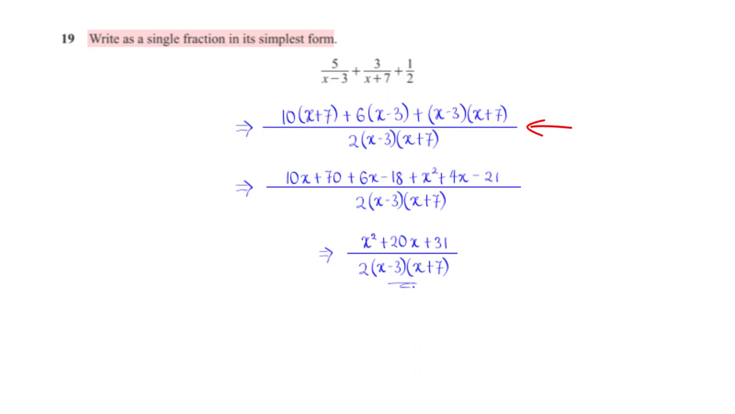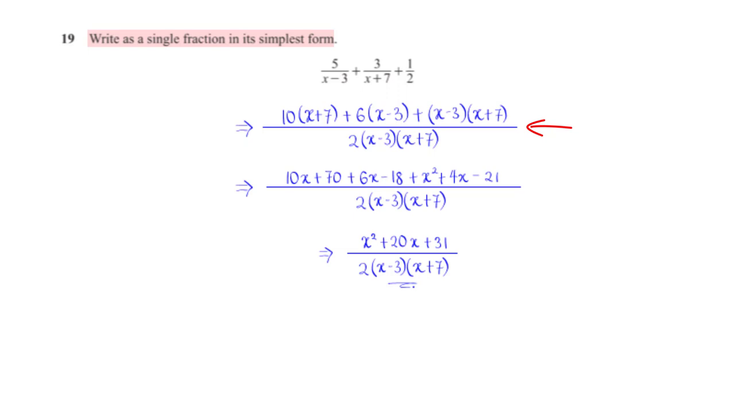X minus 3 goes into the LCM and we are left with 2 times x plus 7, which multiplies the numerator 5 and gives us 10 times x plus 7. X plus 7 goes into the LCM and we are left with 2 times x minus 3, which multiplies the numerator 3, giving us 6 times x minus 3. 2 goes into the LCM and we are left with x minus 3 times x plus 7, which multiplies the numerator 1, giving us x minus 3 times x plus 7.